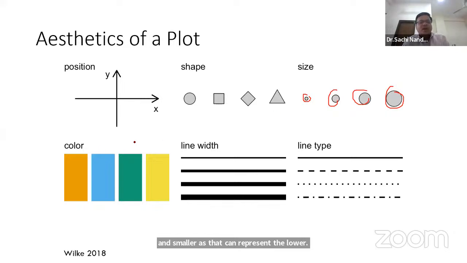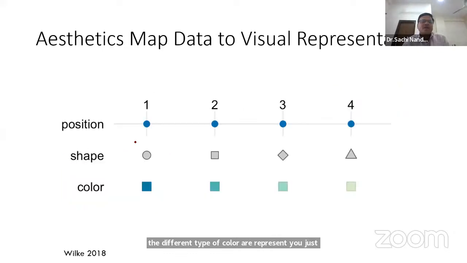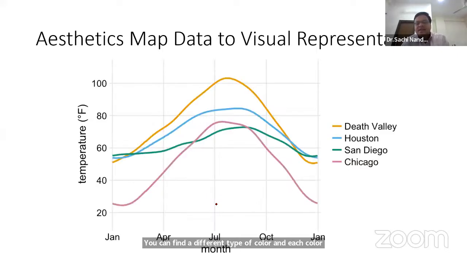Similarly, different types of color are used to represent different data sets. For the position, you can find positions 1, 2, 3, 4 like that. You can find different colors, and each color represents one position. I'm going to another example. Suppose in the summer season the temperature of the USA becomes very high. You can find four cities: Chicago, San Diego, Houston, and Death Valley. So the data will look like this.